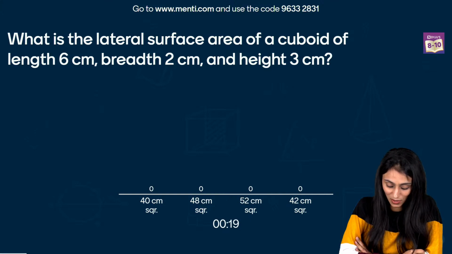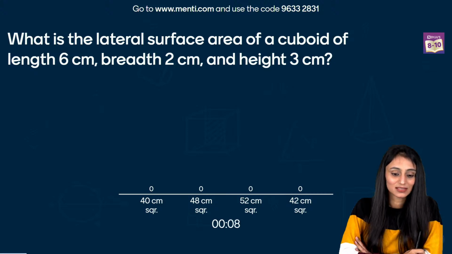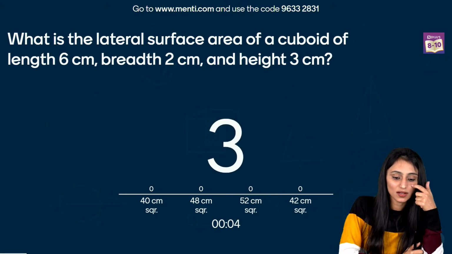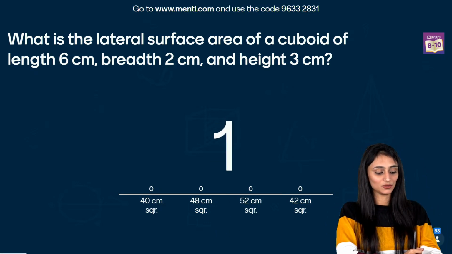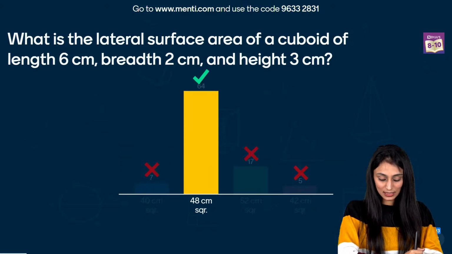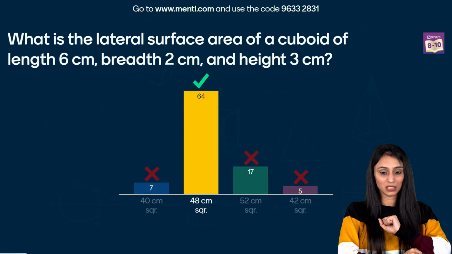I can see answers have come up. Okay, some are saying A, some are saying B. Lakshmi Jangir, this is not the formula to find out the lateral surface area. Time is up. Okay. And we can see that maximum students have given the right answer. That is 48 centimeters square. But still some are saying it's 40 centimeters square, 52 centimeters square and 42 centimeters square.